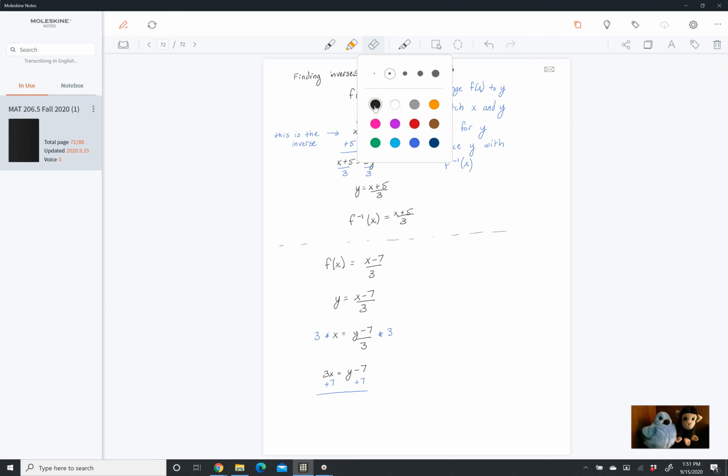And just preference, I kind of like the y on the left. So when I do the replacements, that last step, replace y with f inverse of x, I'm going to put that on the left. It doesn't matter.